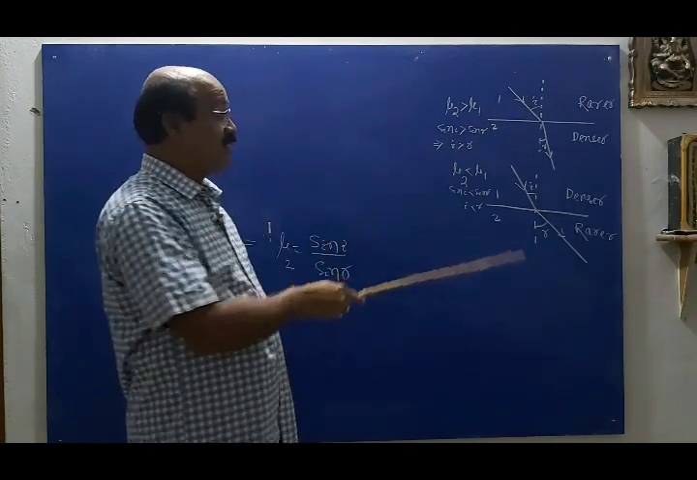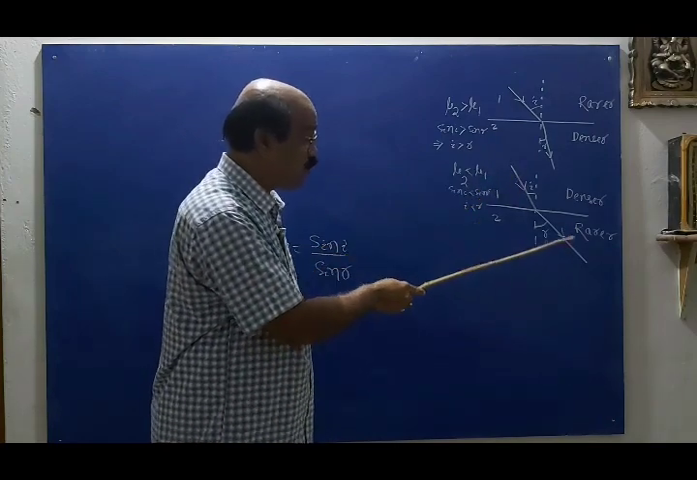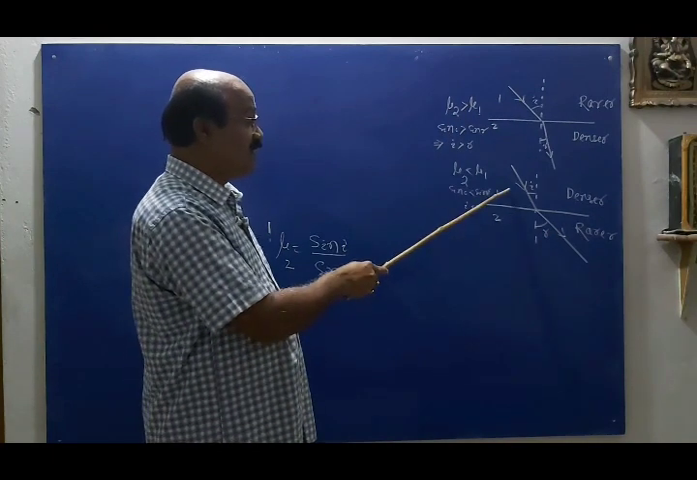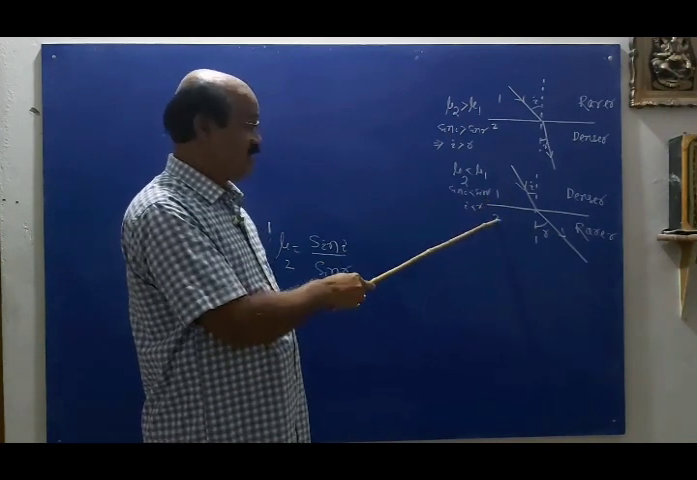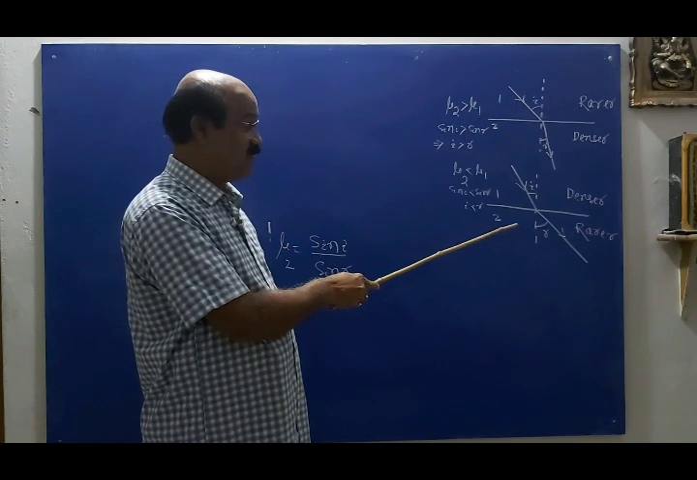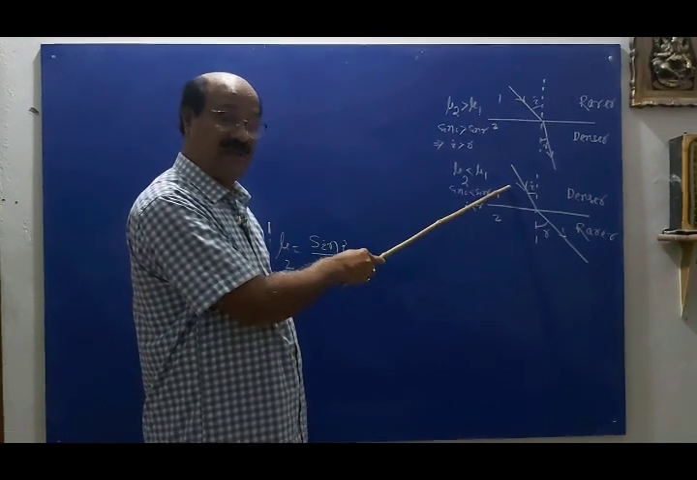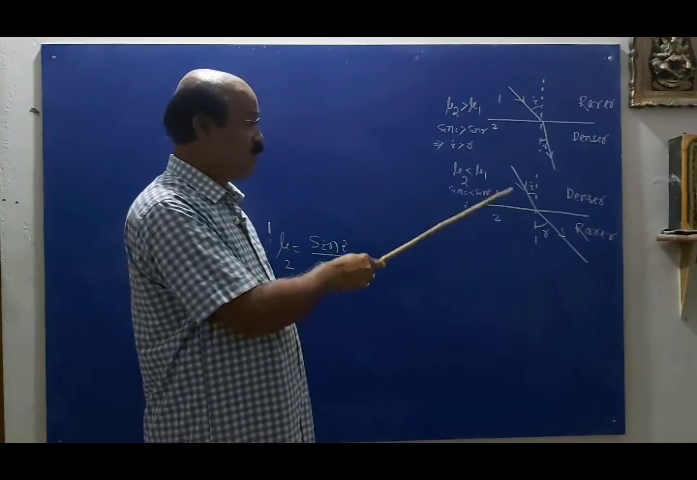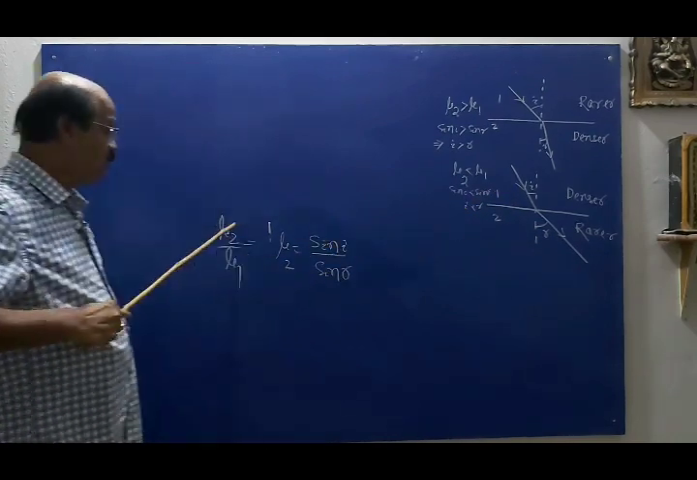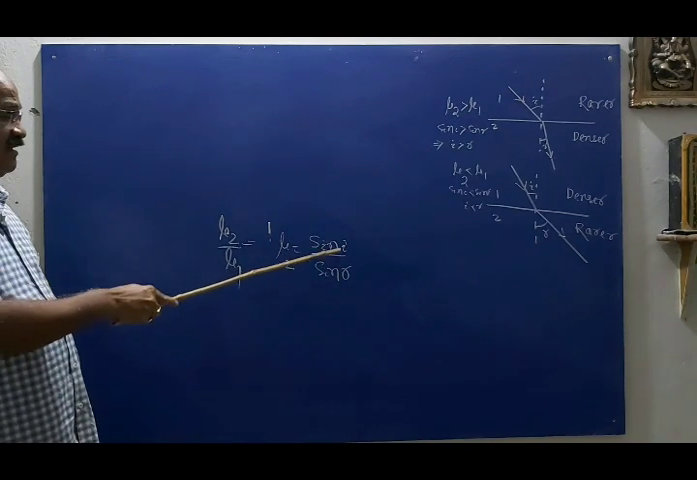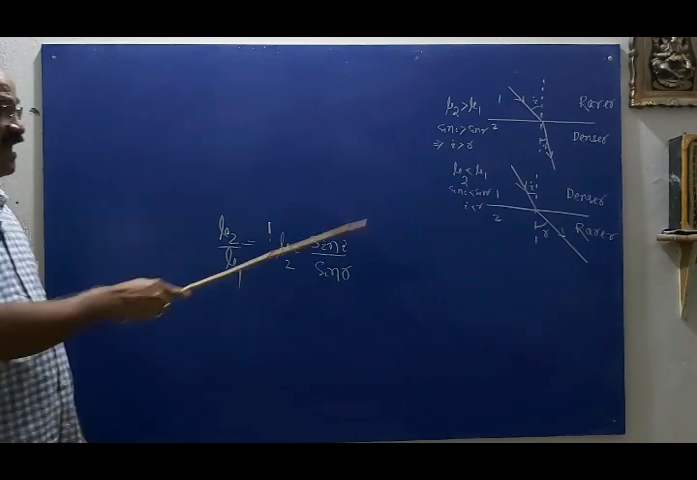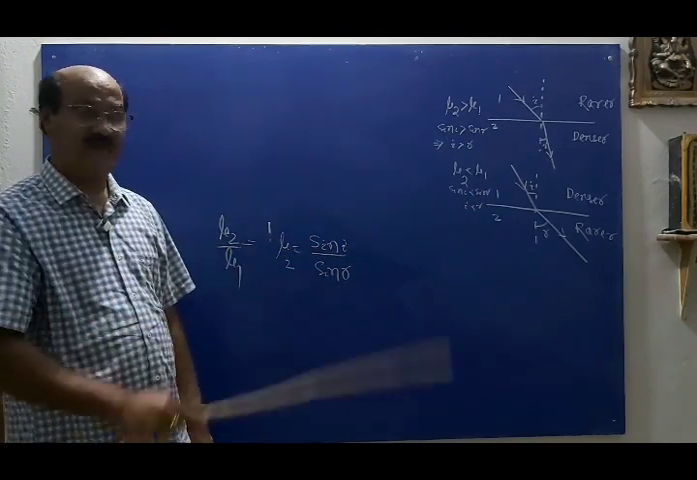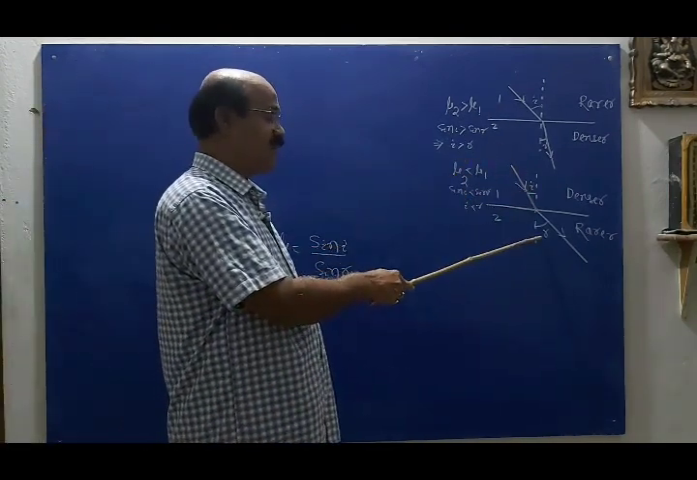If a ray of light travels from denser to rarer medium, your first medium is denser, second medium is rarer. Means our refractive index is less, so mu2 is less than mu1. mu2 by mu1 is less than 1. So sin i by sin r is less than 1. Means sin i is less than sin r, i is less than r. Again there is a change in the path of light and angle of incidence is smaller than angle of refraction.